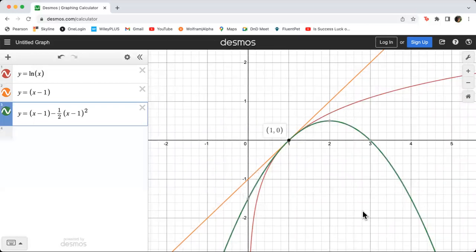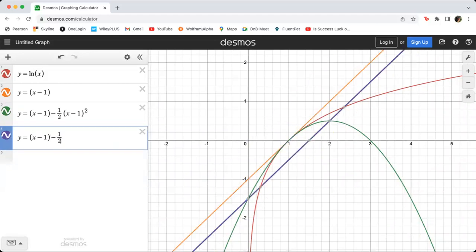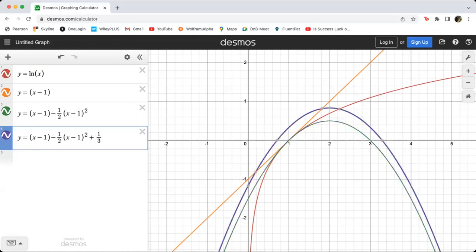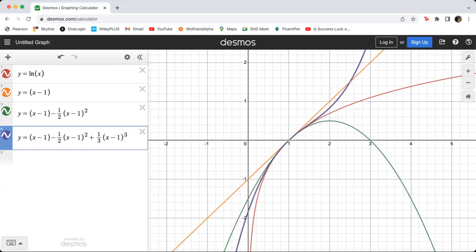The orange tangent line also matches in direction. The green parabola matches in location, direction, and concavity. So if I start adding some more, y equals x minus 1 minus 1 half x minus 1 squared. Now let's put on the cubic term, plus 1 third x minus 1 to the third. There's the cubic. Once again, at one, everything is exactly the same. The further we get from one, the worse our approximation gets.